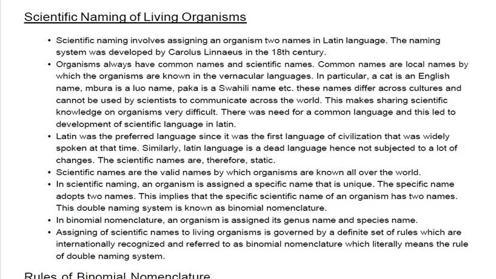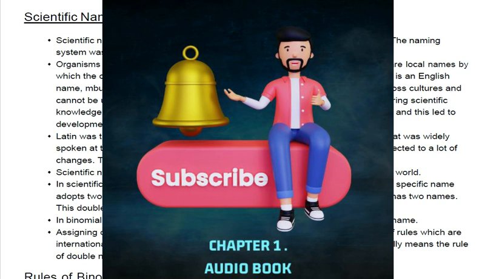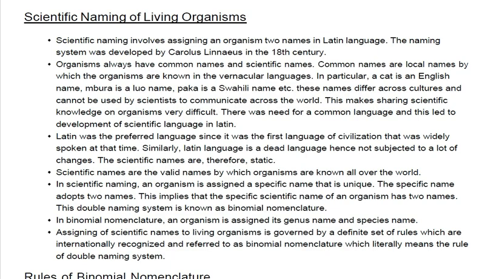There was need for a common language, and this led to development of scientific language in Latin. Latin was the preferred language since it was the first language of civilization that was widely spoken at that time. Similarly, Latin language is a dead language, hence not subjected to a lot of changes. The scientific names are, therefore, static. Scientific names are the valid names by which organisms are known all over the world.